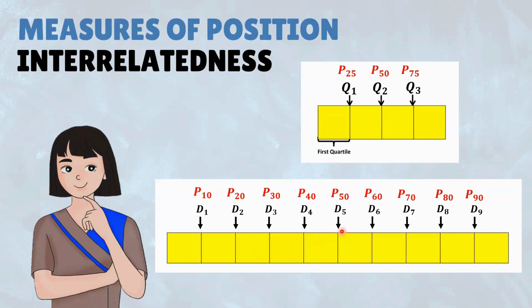Furthermore, if a score falls on decile 5 or percentile 50, it means that 50% of the values in the data set is less than or equal to our decile 5 or percentile 50 value. And the remaining 50% of the values in the data set is greater than or equal to our percentile 50 or decile 5 value. So that is how quartiles and percentiles are related to each other and also percentiles and deciles.